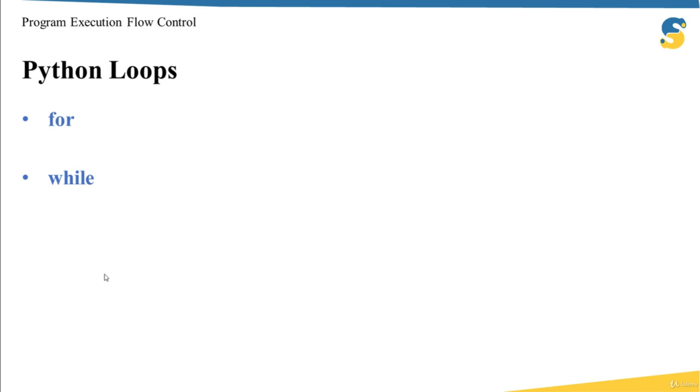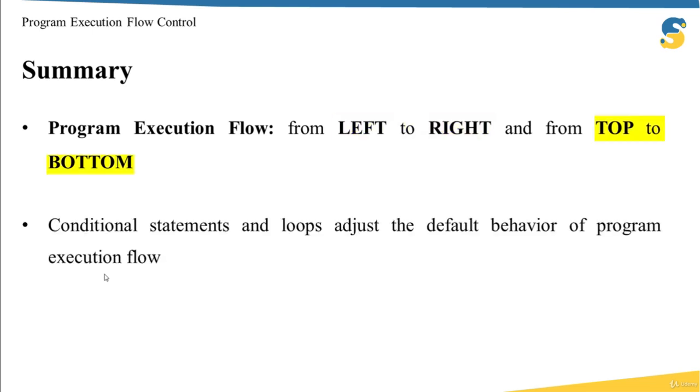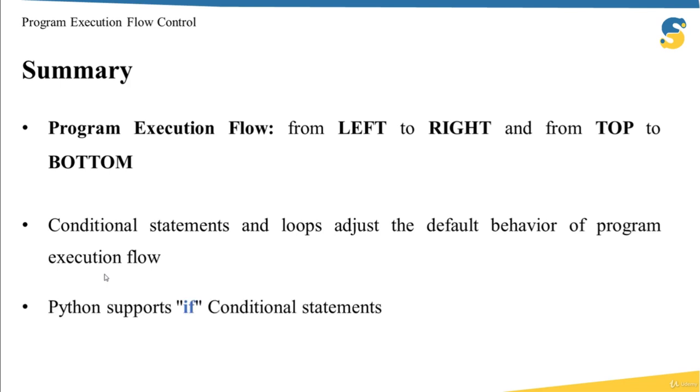And that's all for this lecture. Now let's summarize what we have learned. First of all, we saw that the program execution flow is from left to right, from top to the bottom. We said that conditional statements and loops adjust the default behavior of program execution flow. Python supports if conditional statements. Python supports for and while loops.